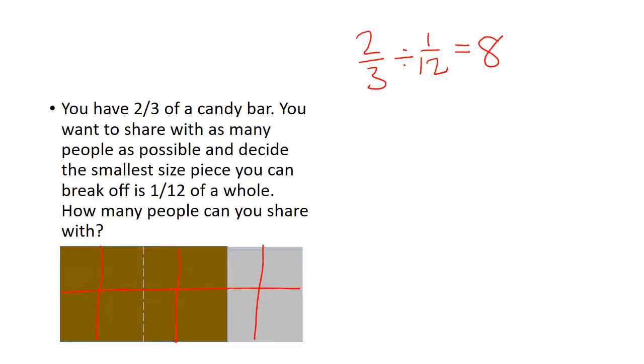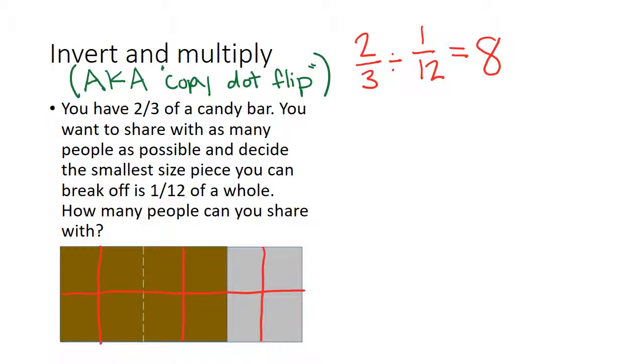Now, this works well when we're looking at simpler examples, but when you have larger numbers, this isn't the most efficient way to divide fractions. So let's look at a way that's always going to work and be a little bit simpler. And this is called invert and multiply, or sometimes people will refer to it as copy dot flip. So I'm going to show you how to do it using these same examples.